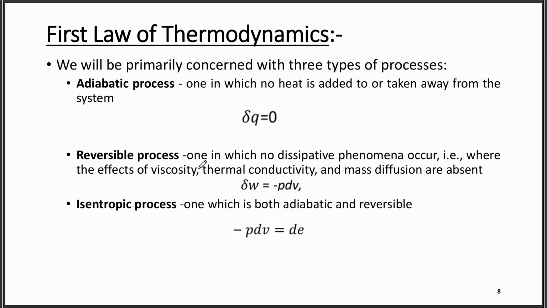We can write the first law of thermodynamics for different kinds of processes. There are an infinite number of processes, but we define some simple ones. First is the adiabatic process. In an adiabatic process, there is no heat transfer, which means del Q is equal to 0. So how can we write the first law of thermodynamics? del Q plus del W equals dE. If del Q is 0, then del W equals dE.